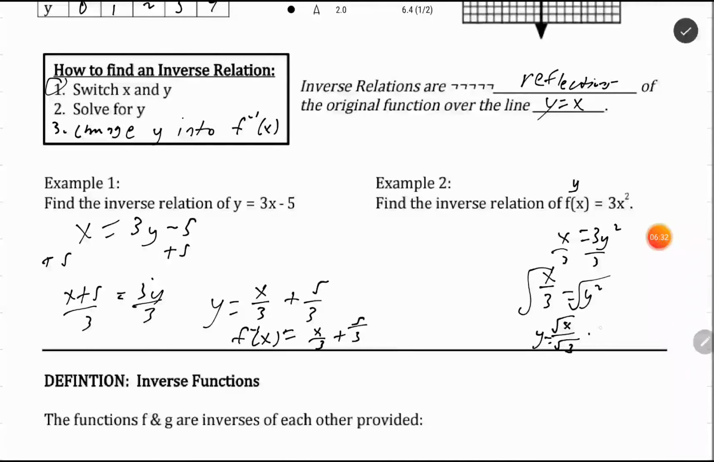We don't like having radicals in the denominator, so we'll multiply top and bottom by the square root of 3. So I get y equals square root of 3x over 3, because the square root of 3 times the square root of 3 is 9, and the square root of 9 is 3. And then lastly, f inverse of x is equal to square root of 3x over 3. Okay.